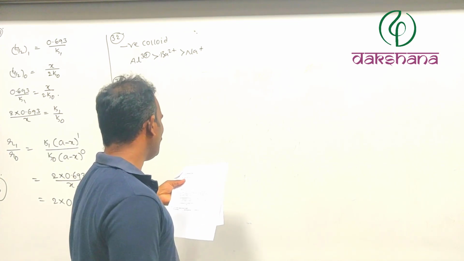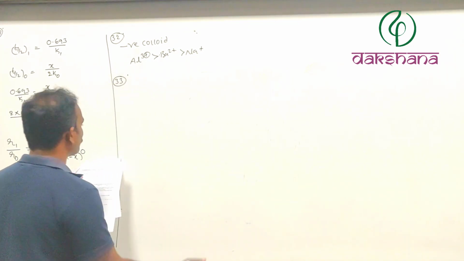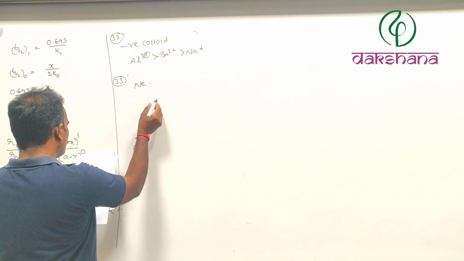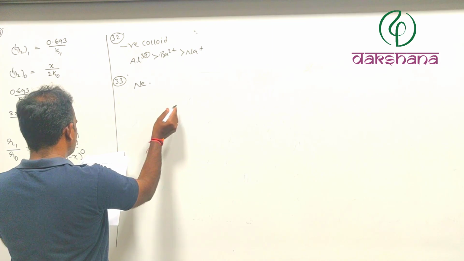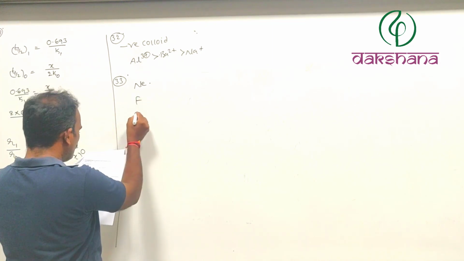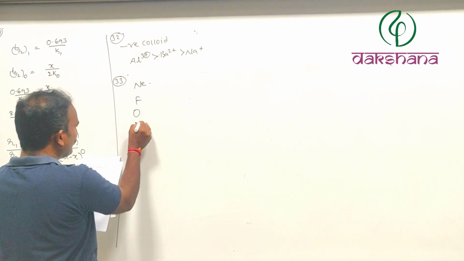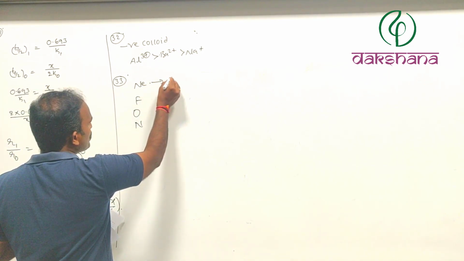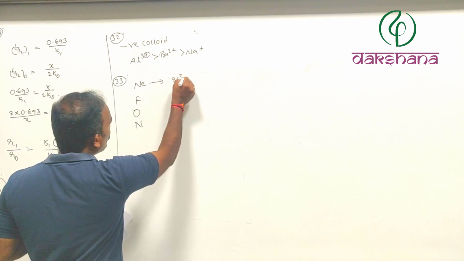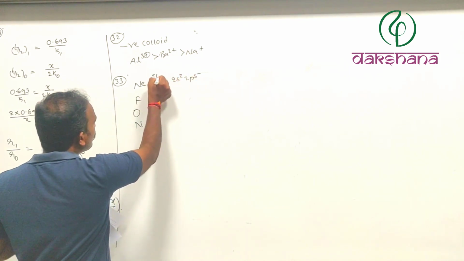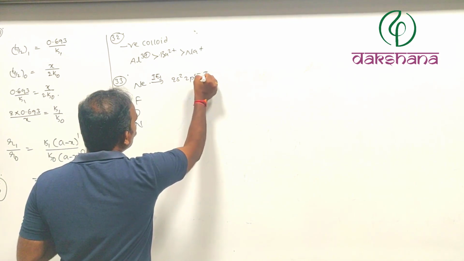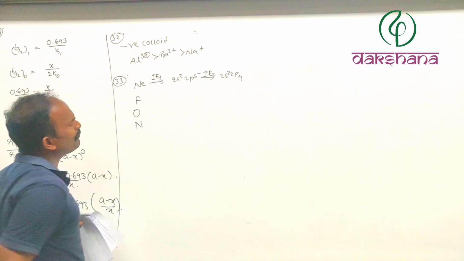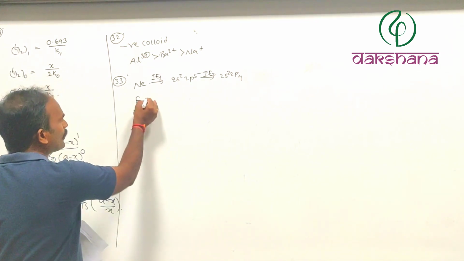In all the options, these things are the same: neon, then fluorine, oxygen, and nitrogen. Here neon has the inert gas electronic configuration. After that, fluorine is 2s2 2p5 for IE1, and for IE2 it becomes 2s2 2p4. Being a smaller atom, definitely neon will have the highest, no doubt about it.